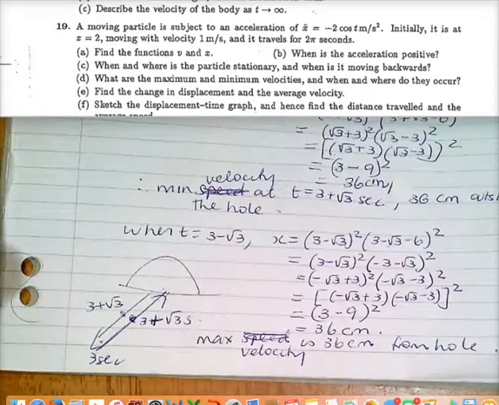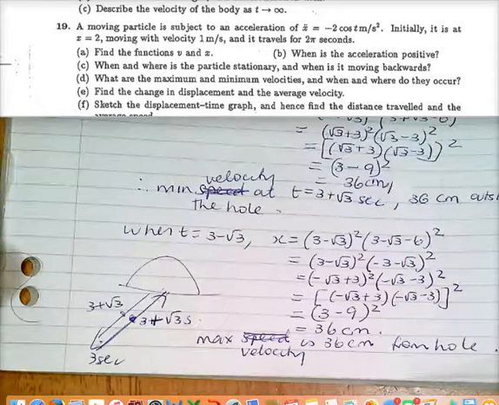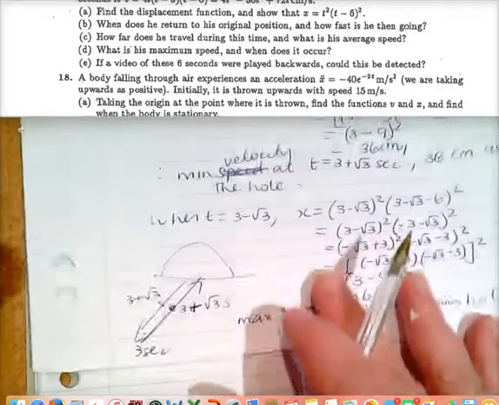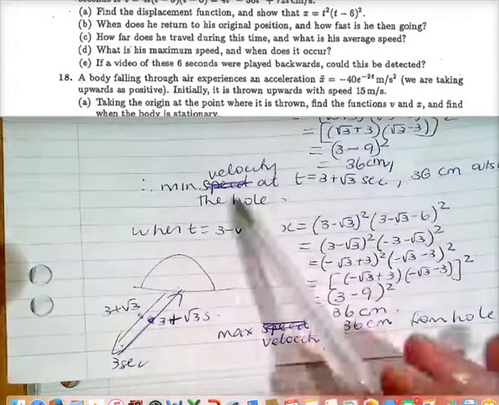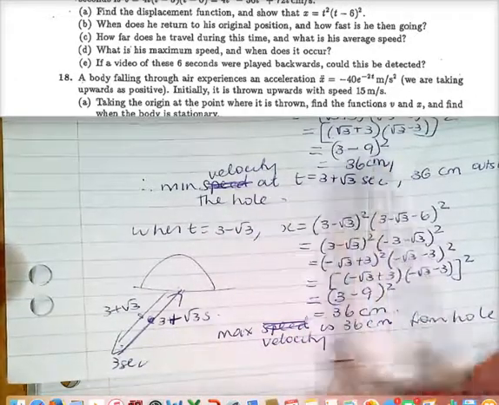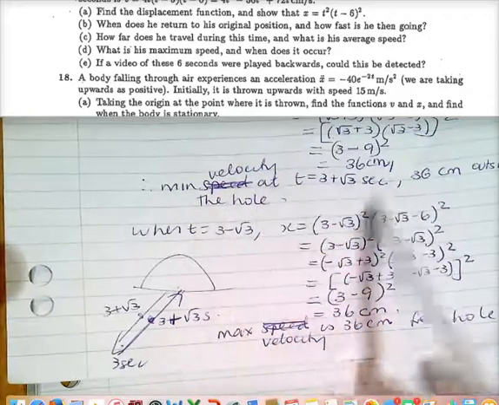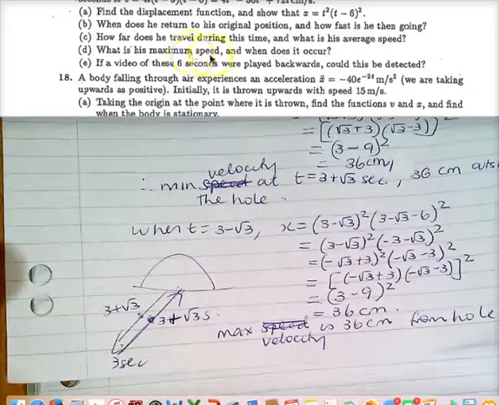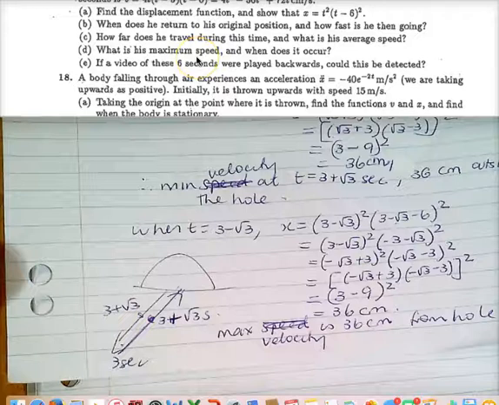That's part D. Now for part E, find the change in displacement and the average velocity. Sorry, once again, I've just read the wrong question. These are the maximums. The maximum speeds occur at those times. Sorry, I was looking at question 19. The maximum speed, I think we already worked it out.